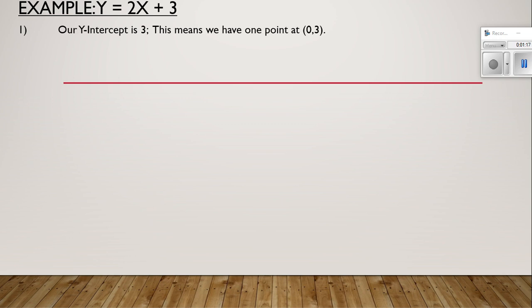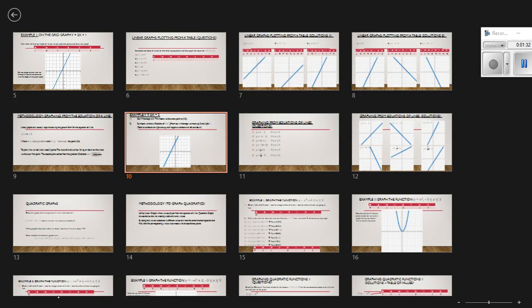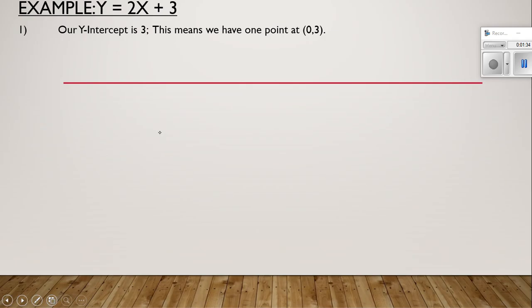Our y-intercept is 3. This means we have one point at (0, 3). This can be seen if you just take your finger and cover up the 2x. You see that y is 3. And that only happens where we have x equal to 0. So y is 3 at x is 0.